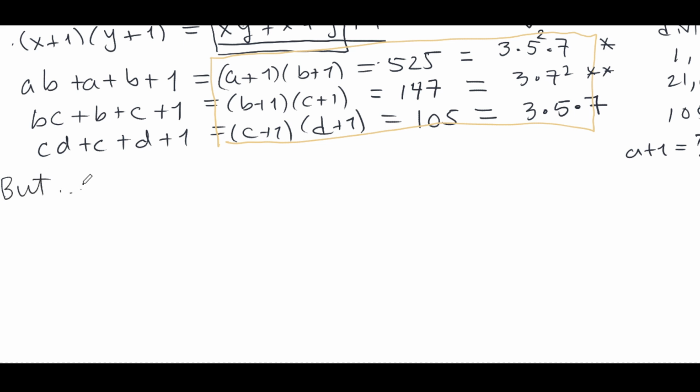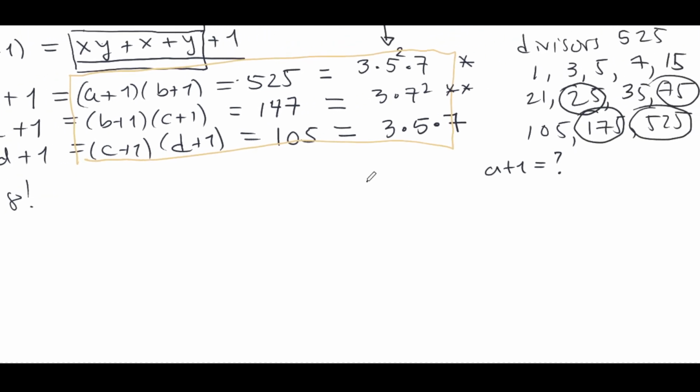But a must divide 8 factorial. And let's see if any of these numbers divide 8 factorial. If you use a calculator, you will see that, okay, so a plus 1 can be 25. That means a is 24 in this case. And that is okay. 24 divides 8 factorial.